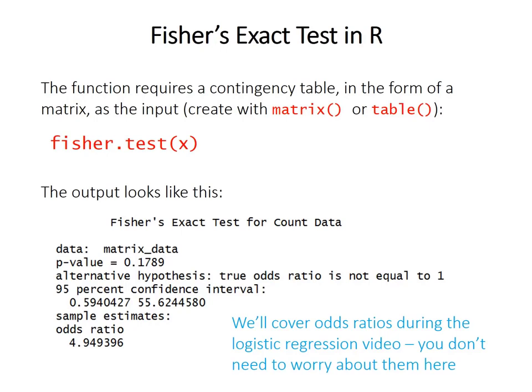The 95% confidence interval given here is on the odds ratio. We haven't talked about odds ratios yet. We will in the logistic regression video in a little while. So for now, don't worry about the odds ratio. You can also perform Fisher's exact test on contingency tables that are larger than 2x2, but in that case, the R results won't give the odds ratio details at all.